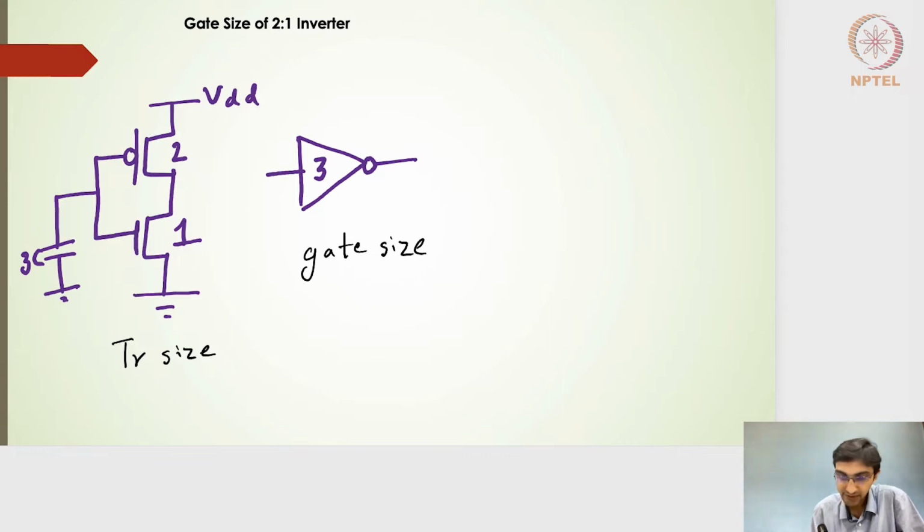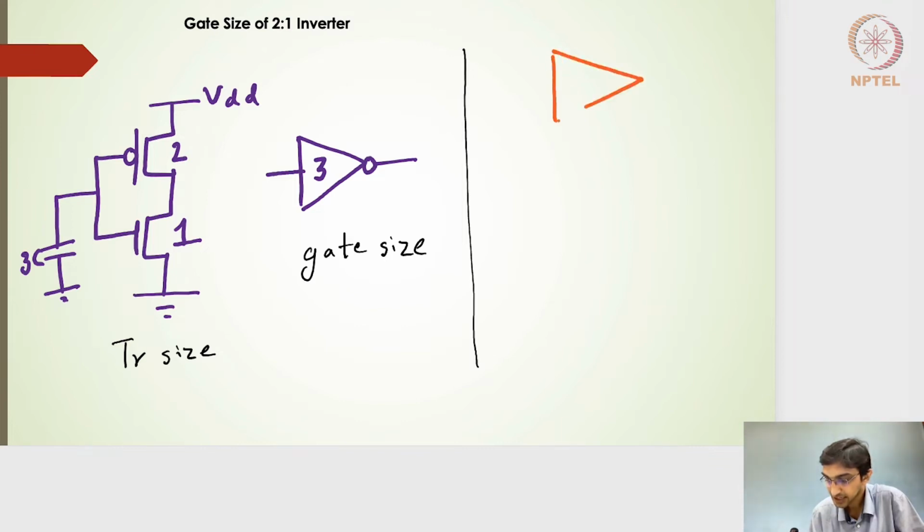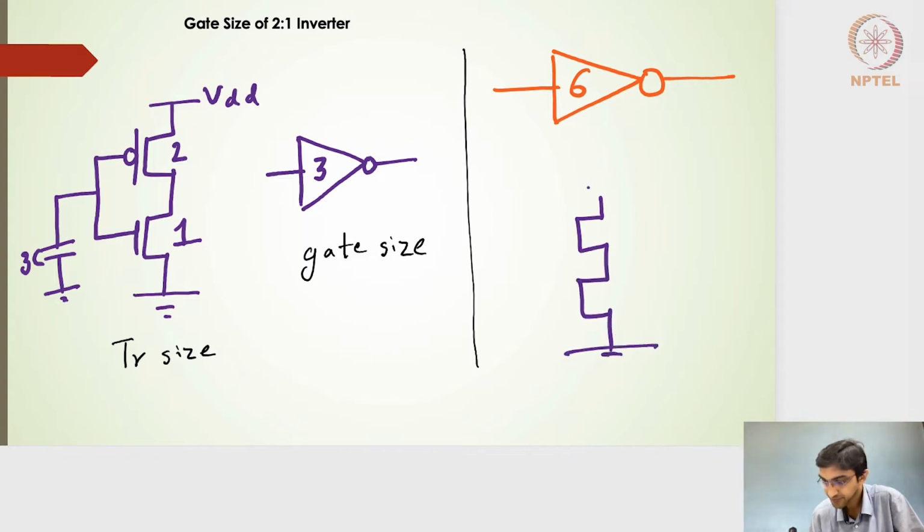Suppose I have another inverter, and its gate size is 6. What it represents on the transistor level, let me draw the transistor level, PMOS and NMOS. That is the VDD and the ground rail, and then this is the PMOS transistor and the NMOS transistor. So it sees a capacitance of 6C at the input side.